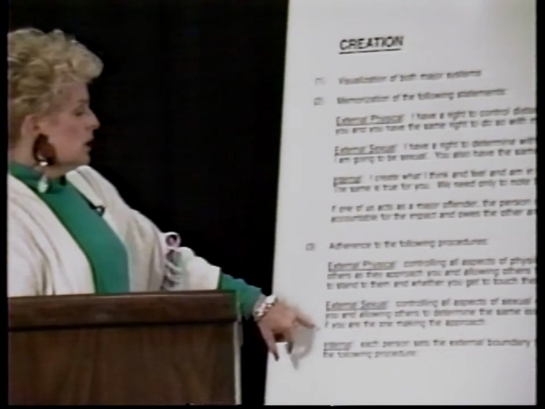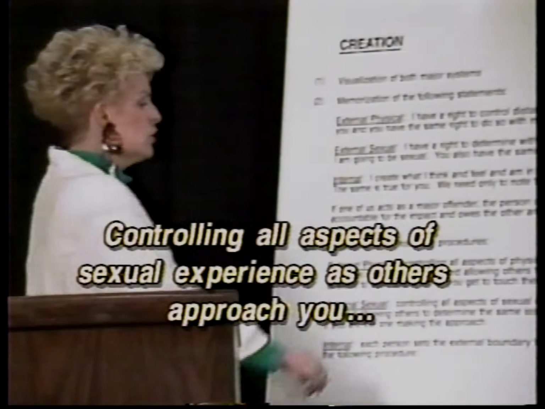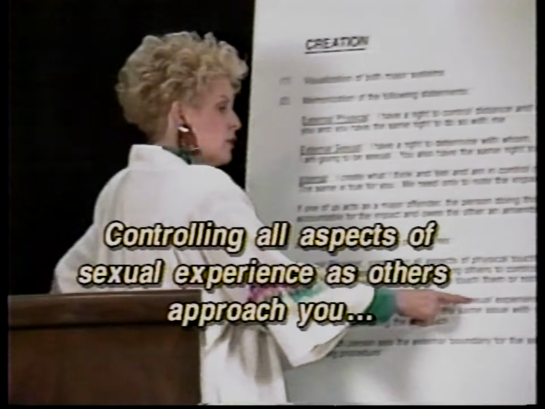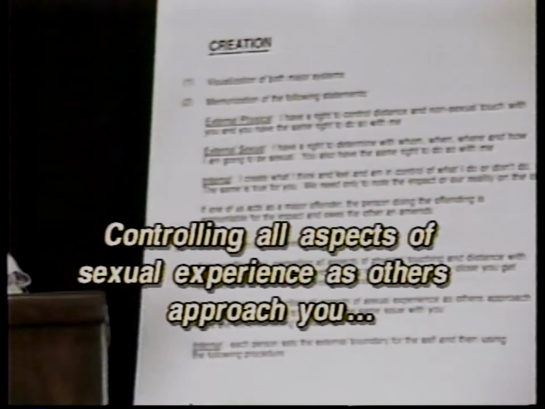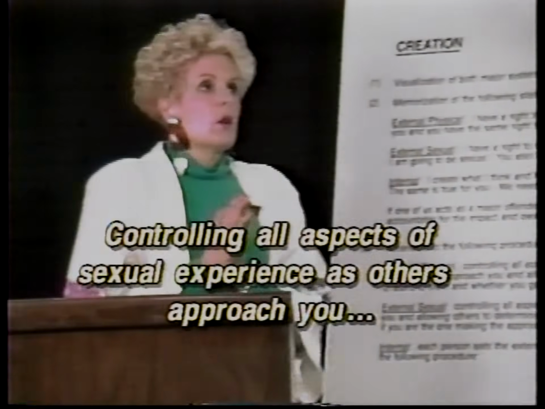Setting the external sexual boundary is much the same thing. What you do is you start controlling all aspects of sexual experience as others approach you. That's the first thing you do. And that means that you are into conscious thinking about who, when, where, and how. Start off with who, if you can't do the when, where, and how.